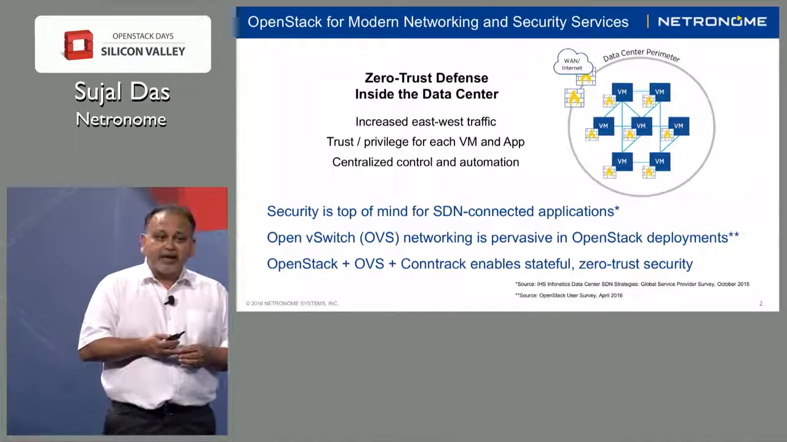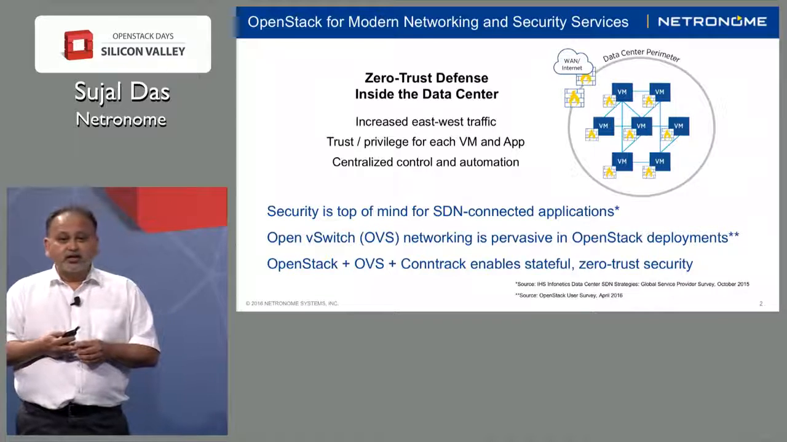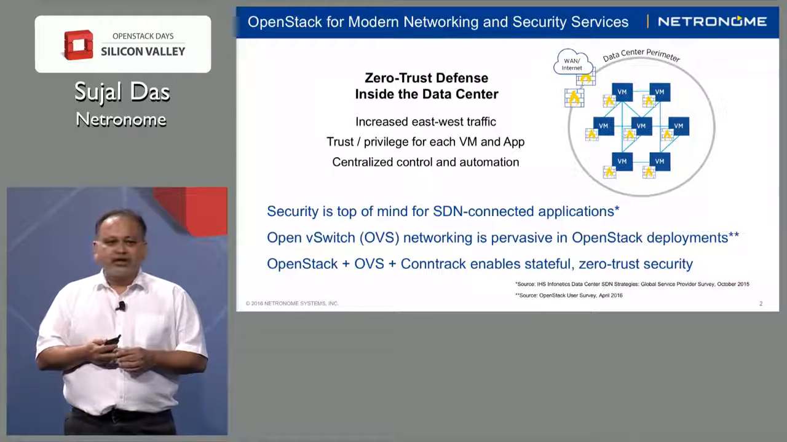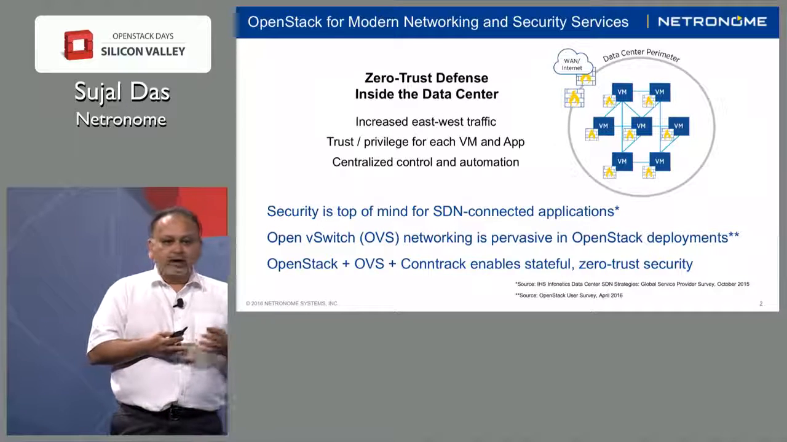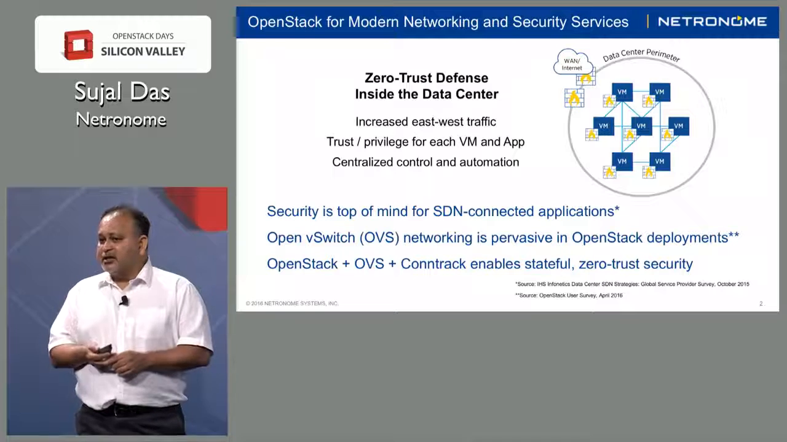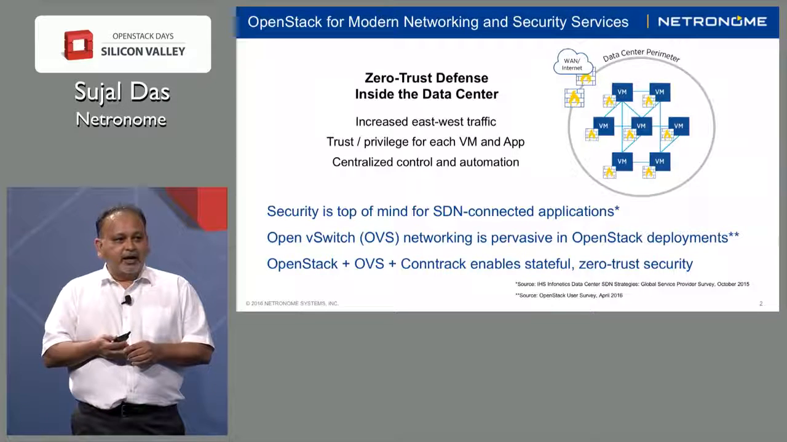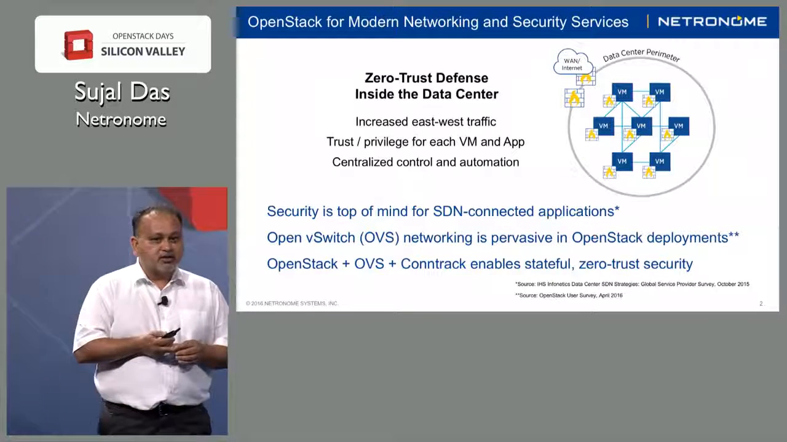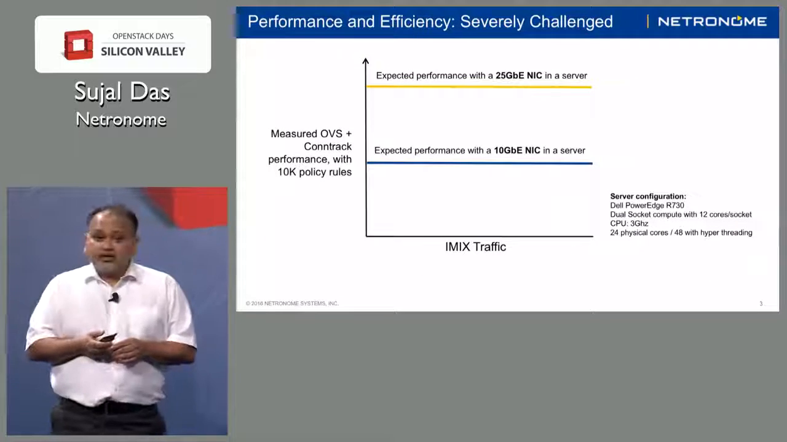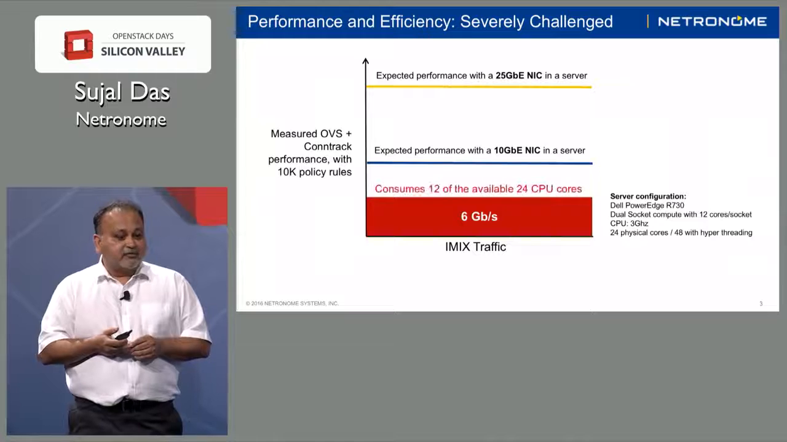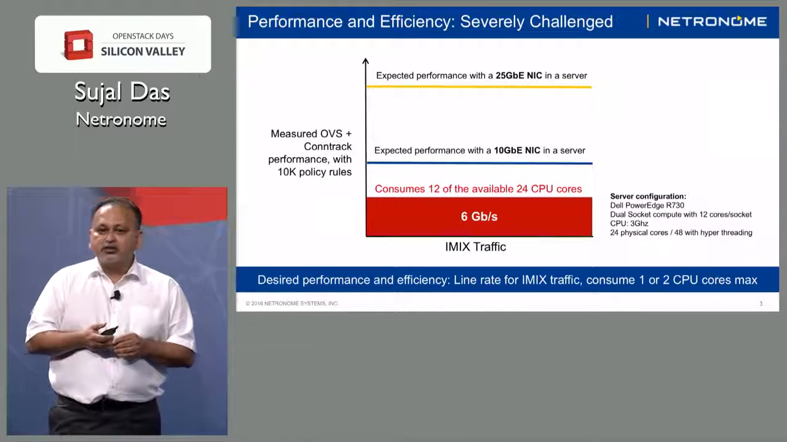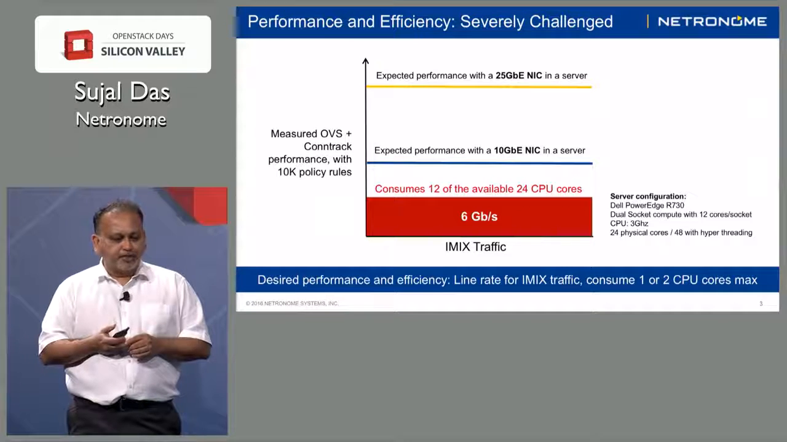So using OpenStack, OVS, and connection tracking, one can now deploy zero trust security in the data center and secure your modern applications. These are great innovations that are happening in the industry, and Netronome is proud to be participating in this innovation. However, there are some challenges that we see when OVS and connection tracking is used for zero trust security.